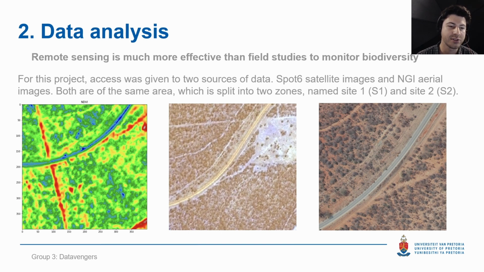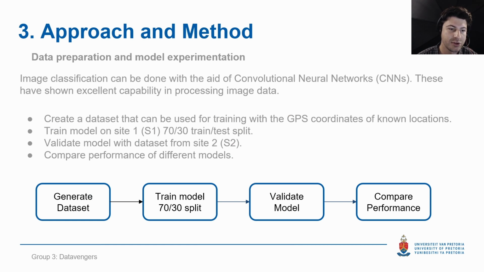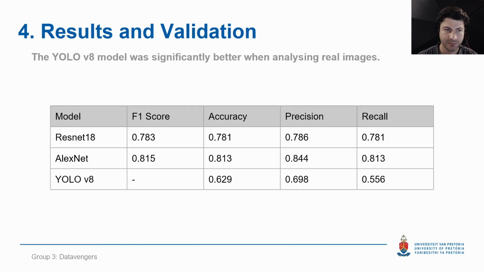One of the features of satellite imagery is, however, that you can actually do more complex analysis on the image bands, as shown on the left-hand side with an NDVI index. The approach and method for this is to generate training sets, split them into 70-30 train and test sets, and then run various models and see how they perform on these data sets. We will then compare the performance of the various models.